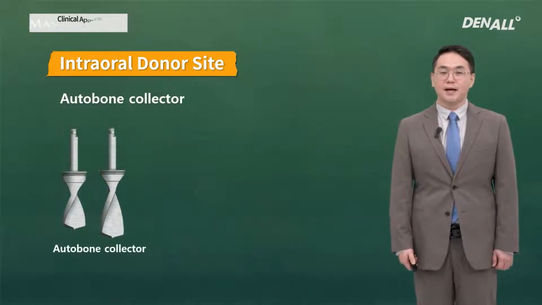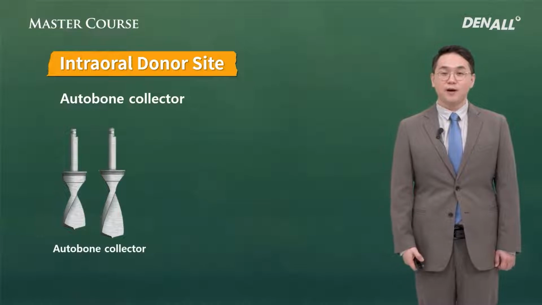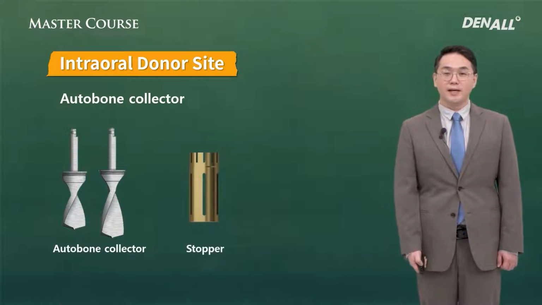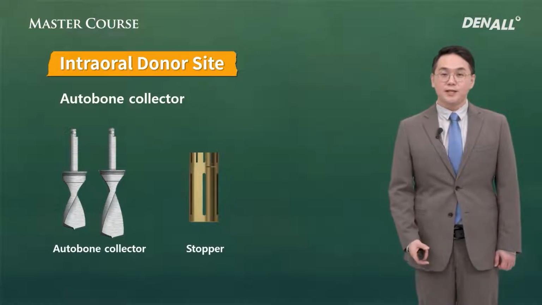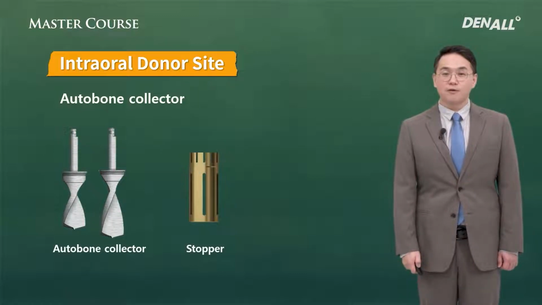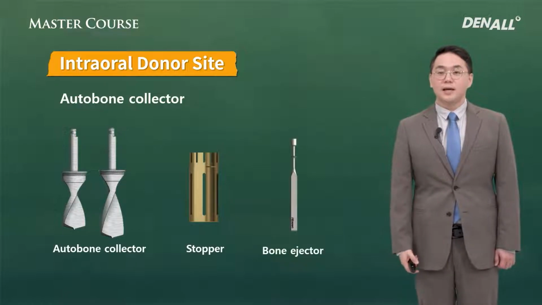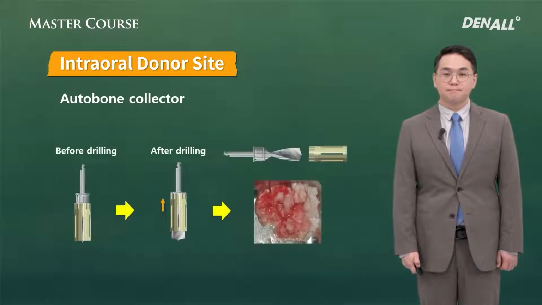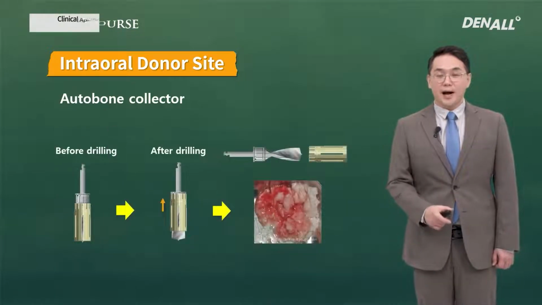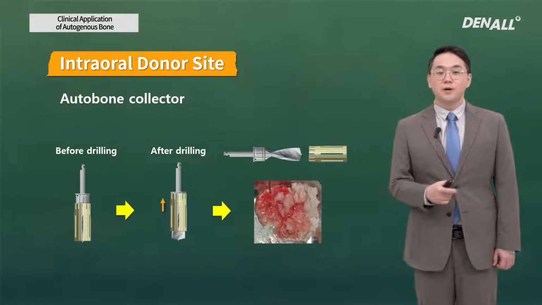These are the components. There are different diameter drills and the stoppers for the drills. The cortical bone debris drilled would be collected in the stopper. The bone ejector is used to take out the harvested bone from the stopper. The stopper is connected to the bottom of the auto bone collector.